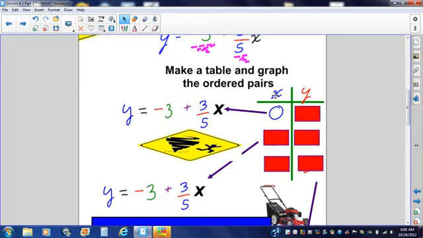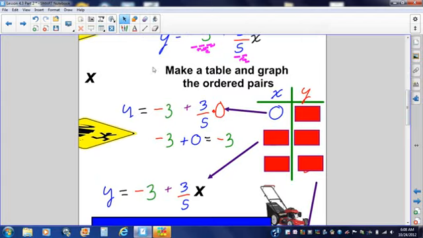Make yourself a t-table. X on the left, y on the right. We are going to pick 3 numbers. The first number I'm going to pick is 0. I'm going to take out the x. I am going to substitute or put in 0. They were touching each other, so that means multiplication.